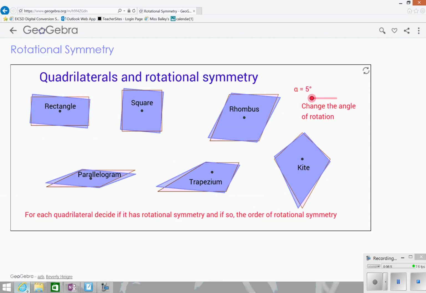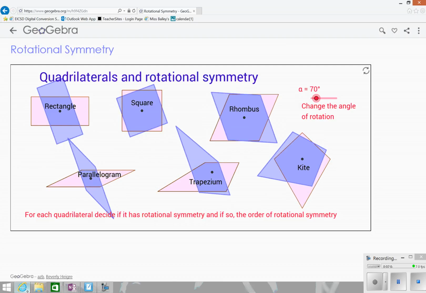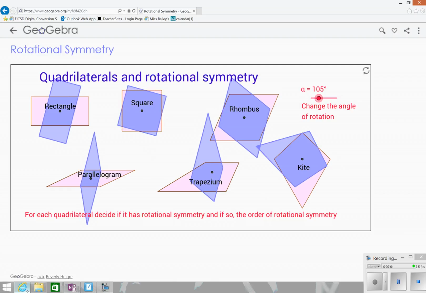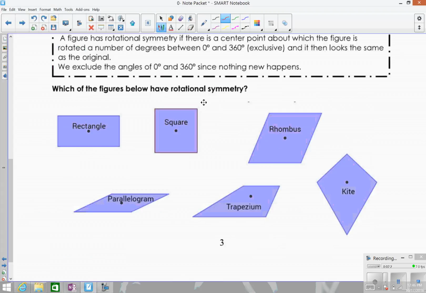So now that you've taken a few minutes to look at this, so you have your figures, and hopefully what you saw was if you rotate, rotate, rotate, the first one that matches up is when I'm at 90 degrees. So see how once I turn to 90 degrees, the square looks the same? So that means the square has rotational symmetry of 90. So I'm going to go ahead and mark that. So this one has rotational symmetry, and that was of 90 degrees. So I'm just going to write rotational symmetry of 90.